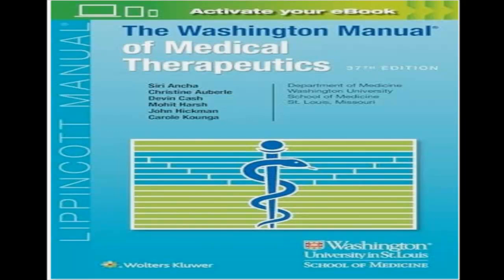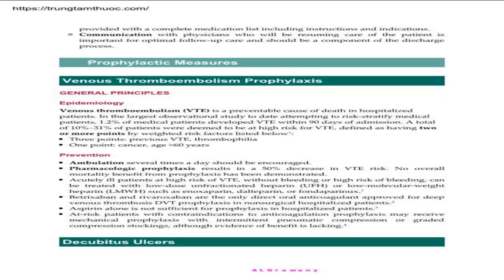General principles. Epidemiology. Decubitus ulcers typically occur within the first 2 weeks of hospitalization and can develop within 2 to 6 hours. Once they develop, decubitus ulcers are difficult to heal and have been associated with increased mortality. The most important risk factors for the development of decubitus ulcers are immobility, malnutrition, reduced skin perfusion, and sensory loss.